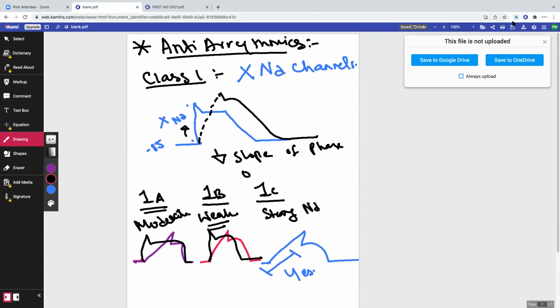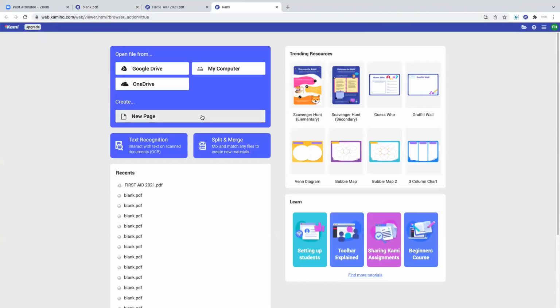Are we clear about the first introduction of the class 1 antiarrhythmics? Yes or no? Very quickly, class 1A, B, C. Which one is the weaker? Which one is the stronger sodium channel blocker? Stronger sodium channel blocker is? Very good. The weakest sodium channel blocker is?